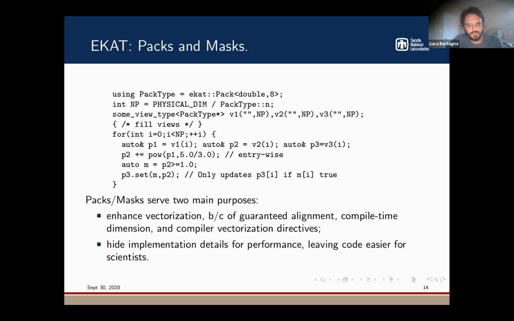The first is, of course, to enhance vectorization because of guaranteed alignment, compile-time dimensions, and compiler vectorization directives where possible. But these are all hidden from the user, so you don't see a bunch of pragmas here and there. You don't have the user take care of details that are necessary for guaranteeing efficient vectorization. So when you read the code, it's much easier from the point of view of someone who is not very used to seeing a bunch of compiler directives and other stuff like that.